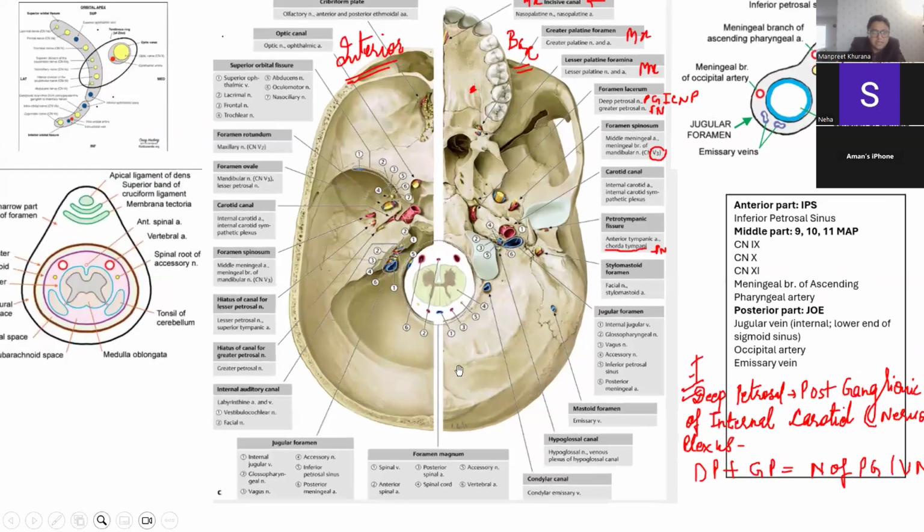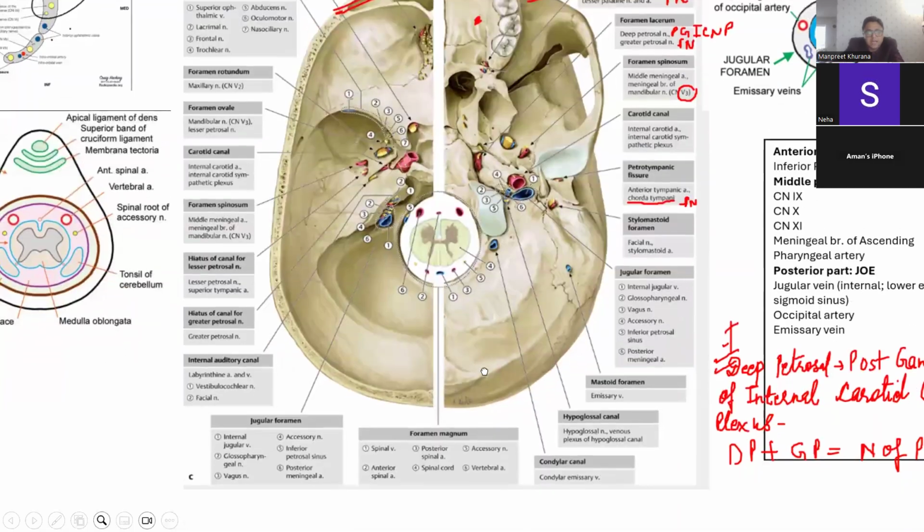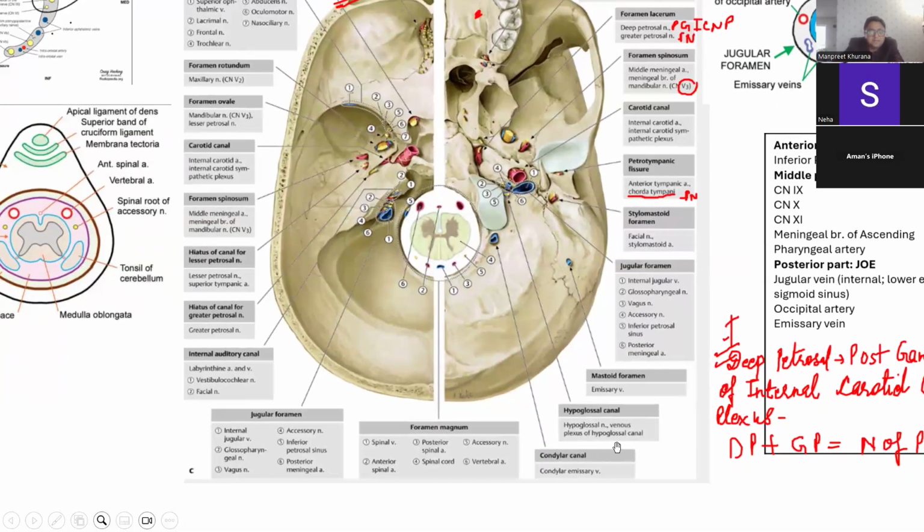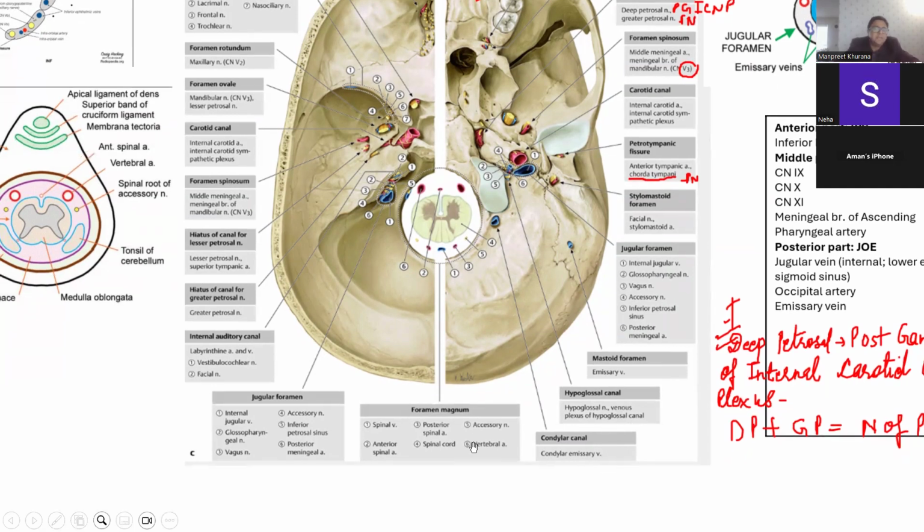Through the hypoglossal canal, let's see what structures are passing. We have the hypoglossal nerve and the venous plexus of the hypoglossal canal. So technically, the hypoglossal canal transmits the hypoglossal nerve. Then we have the condylar canal, where the condylar emissary vein is passing. Foramen magnum is very, very important. We'll learn about all the structures passing through the foramen magnum.